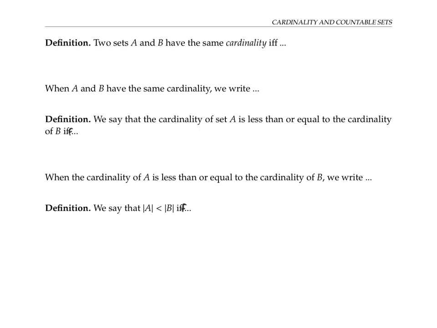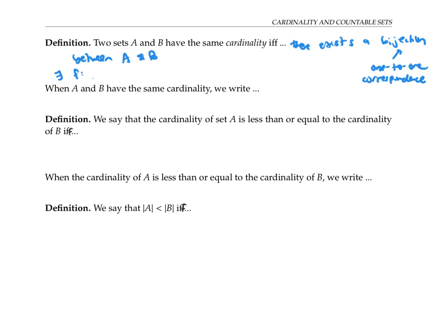So we say that two sets, A and B, have the same cardinality if there exists a bijection between A and B. A bijection is another word for a one-to-one correspondence. In other words, there exists a map F from A to B that is one-to-one and onto. When A and B have the same cardinality, we write the cardinality of A equals the cardinality of B.